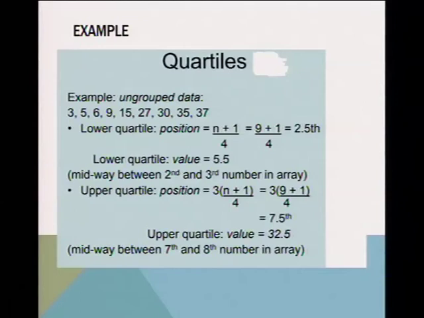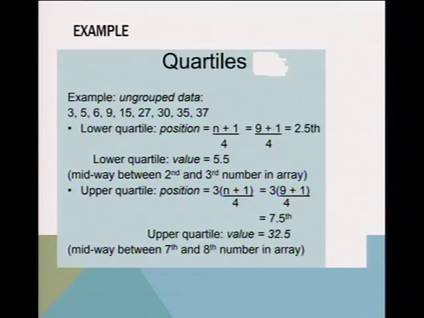3 multiplied by 9 plus 1, which is 10. 10 multiplied by 3 is 30. 30 divided by 4 will give us 7.5. Then that value 7.5 shows us that the value of our quartile is between the 7th value in the arranged data set and the 8th one. Why? Because 7.5 is in between 7 and 8. So you take the average of the two values on the 7th position and on the 8th position.